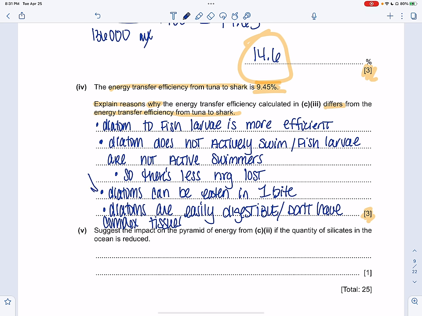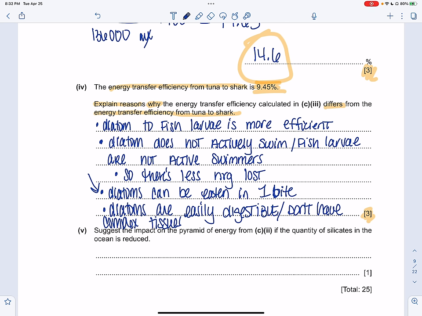Within this mark too, we can also say that they can be eaten in one bite, but they can also eat multiple in one bite. Like our biggest animals on Earth are filter feeders, and they feed at the first and second trophic level.